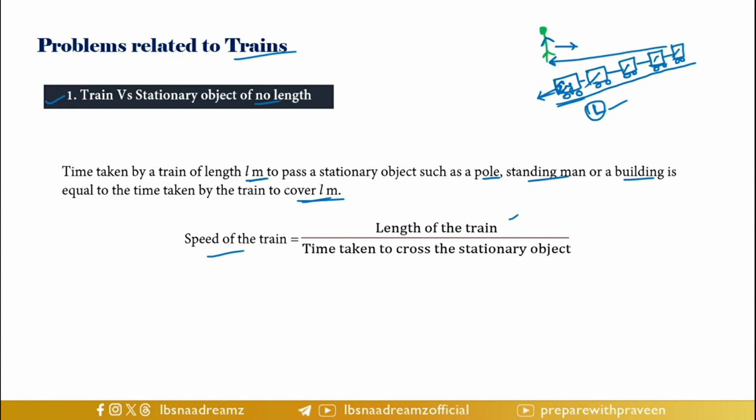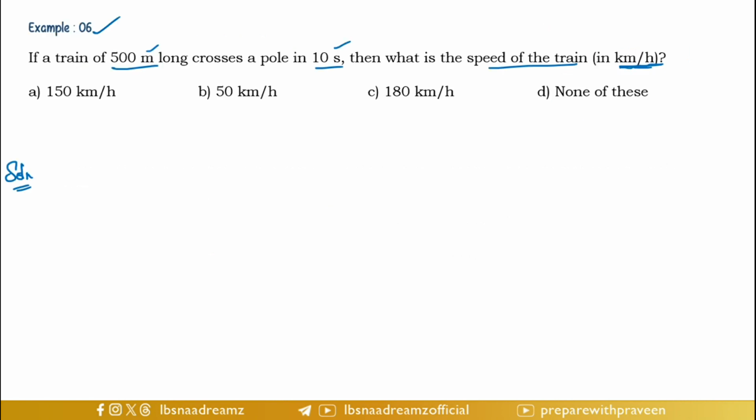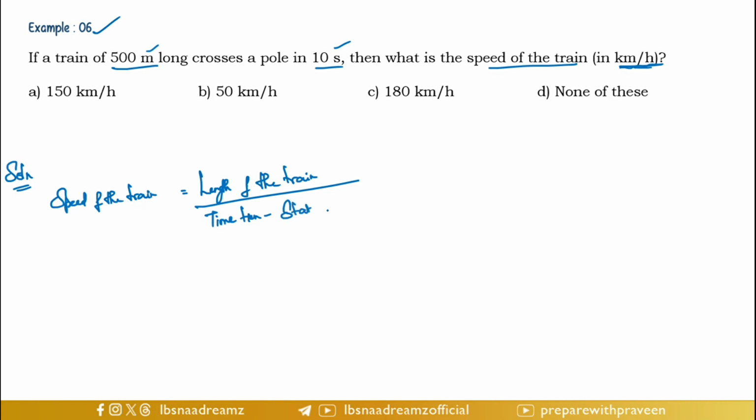So what is the formula? Speed of the train is equal to length of the train divided by time taken to cross the stationary object.